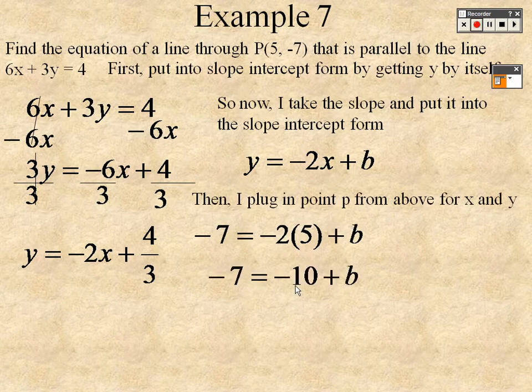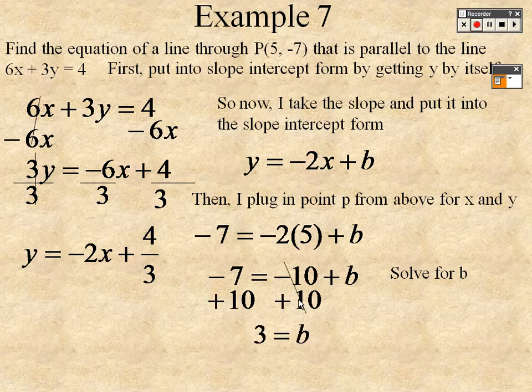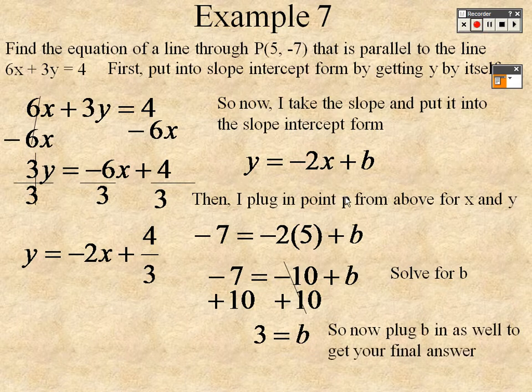It gives me negative 10. I add 10 to both sides, and I get 3 for b. So my final answer, I plug the 3 in there, and I get y equals negative 2x plus 3. That's a line that goes through this point and is also parallel to that line at the same time.